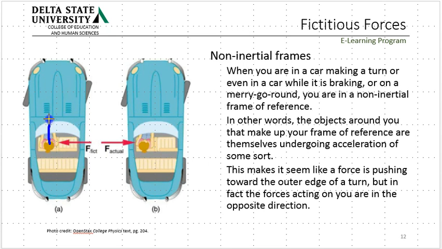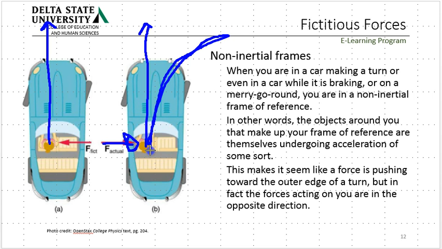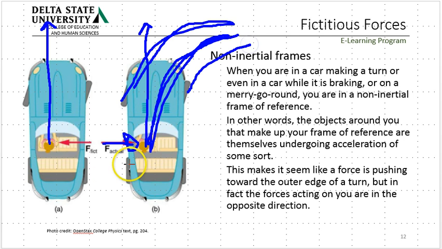So what your body is trying to do is go straight, right? That's what your body wants to do. Your body wants to just go straight down the road. And so the car pushes against you to make you go around the curve, just like the tires are being pushed on by the road to make the tires go around the curve. You're being pushed on by the car to make you go around the curve.